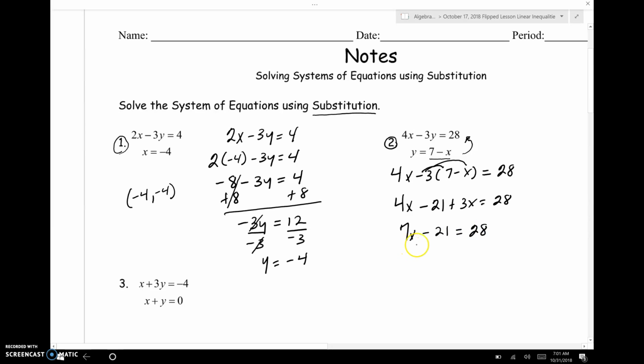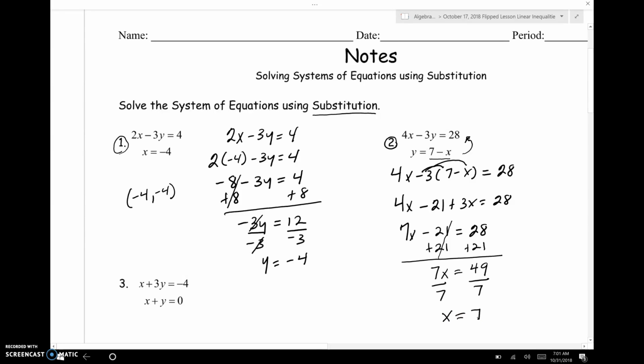And since we're still solving for x, we're going to go ahead and add 21 to both sides. And we notice that negative 21 plus 21 is 0. So we have 7x is equal to 49. Divide by 7. So the value of x is equal to 7.